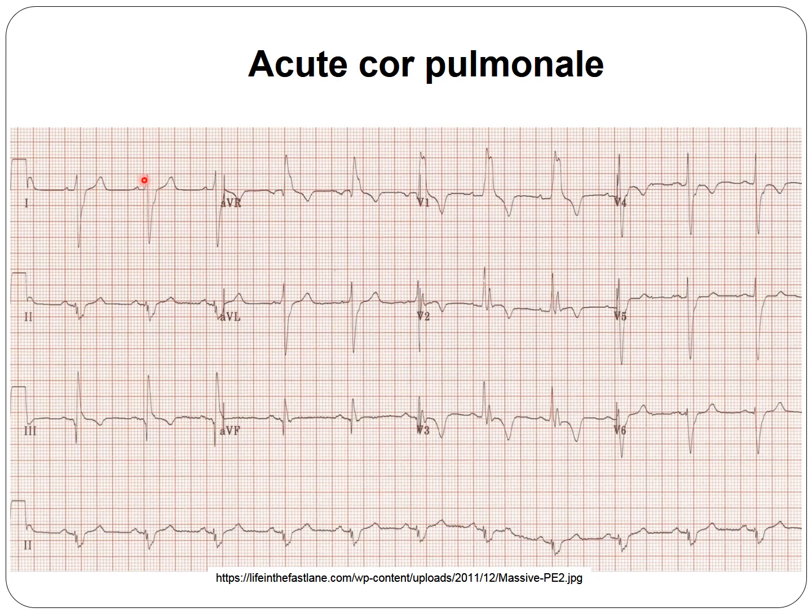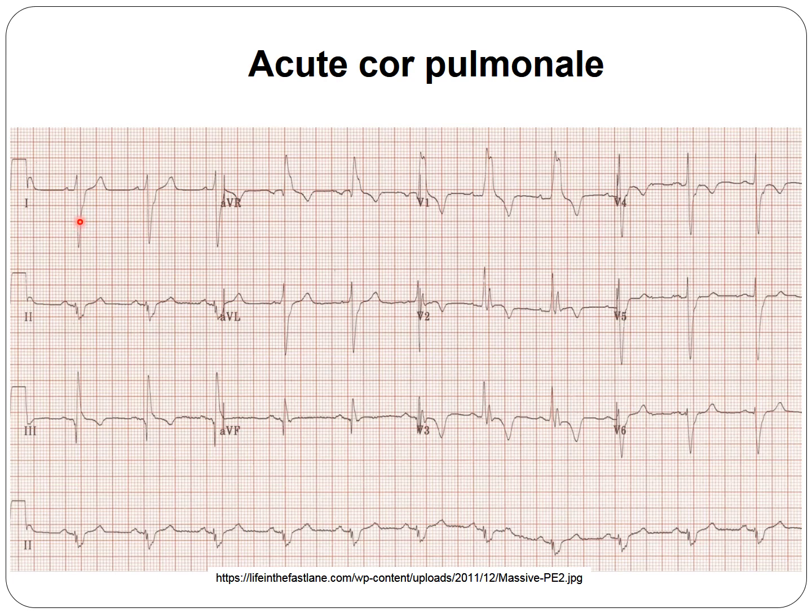The axis is pathologically deviated to the right. In V1, that's the R nudged R pattern, and in V2 the RSR can be seen nicely. On the left side, however, we do see a deep and wide S wave representing a right bundle branch block, a complete right bundle branch block.